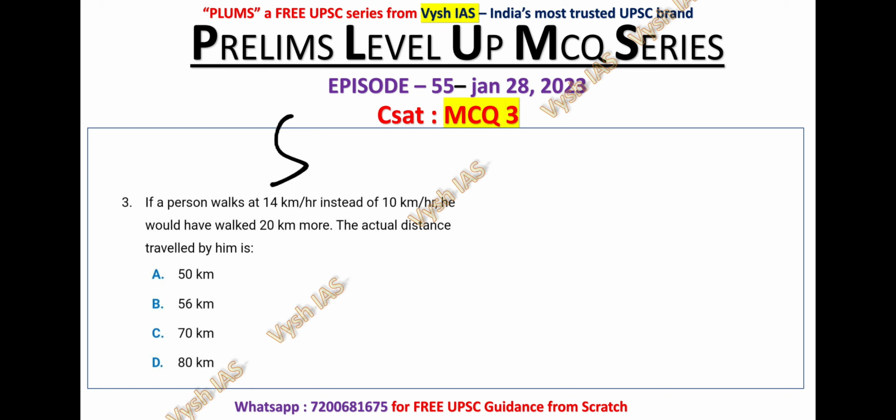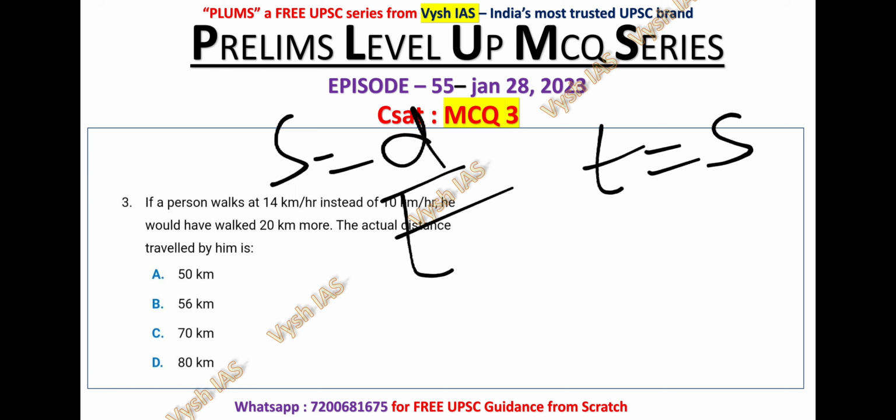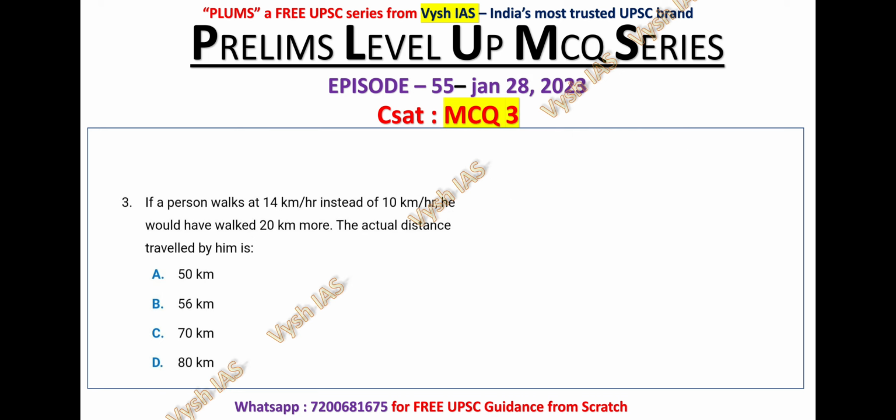Speed is equal to distance by time. So time is equal to distance by speed. So in both cases, the distance by speed value is the same. So the distance in the initial case, that is, if a person walks 14 km per hour instead of 10 km per hour, he would have walked 20 km more.